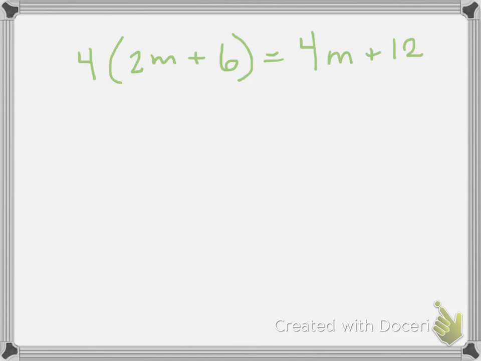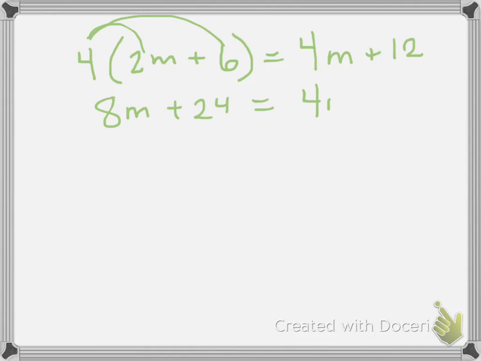Today we're going to keep practicing solving equations where you have to combine like terms across the equal sign, but we're going to throw in distribution. What you should remember about distribution is that it's just a fancy word for multiplying what's outside by everything within the parentheses. So let's do that. 4 times 2m is 8m. 4 times a positive 6 is positive 24.